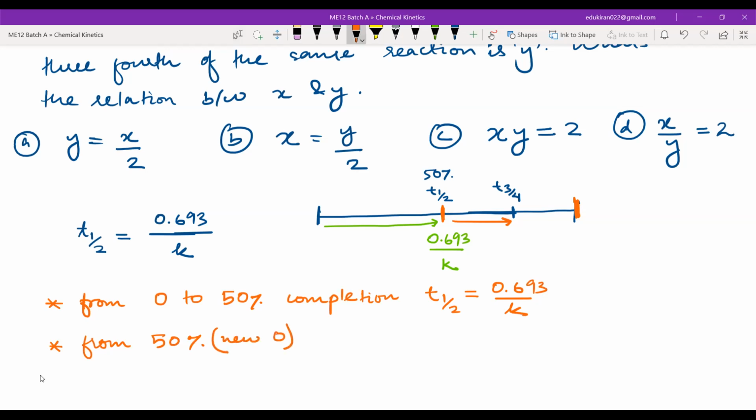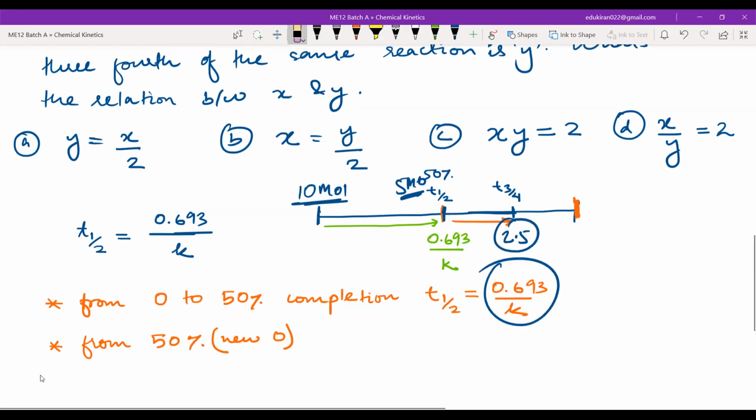The one thing is that for a first order reaction, the half-life does not depend on the concentration. That means if I take 10 mole here, the amount remaining here will be 5 mole. Now again, half of 5 is 2.5. That will also take the same amount of time, 0.693 by K. You understand this? From 50%, that is the new zero.